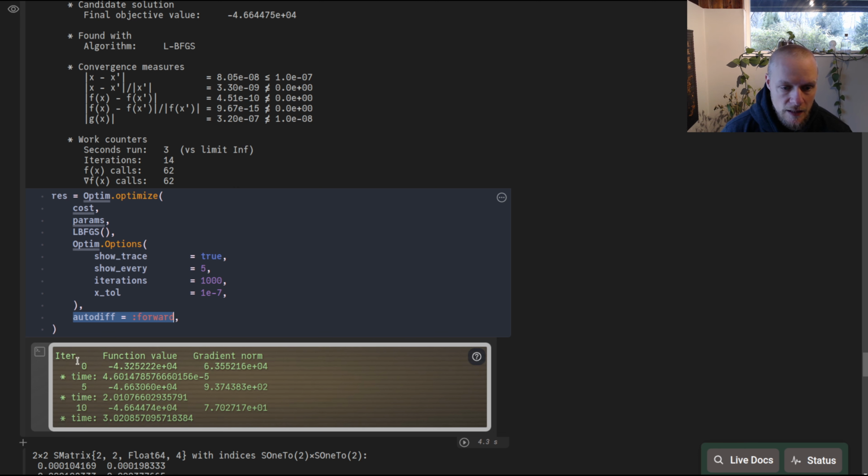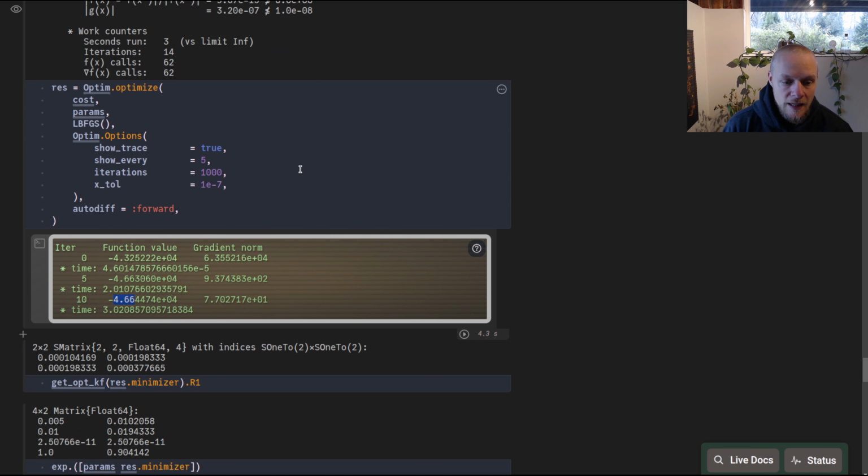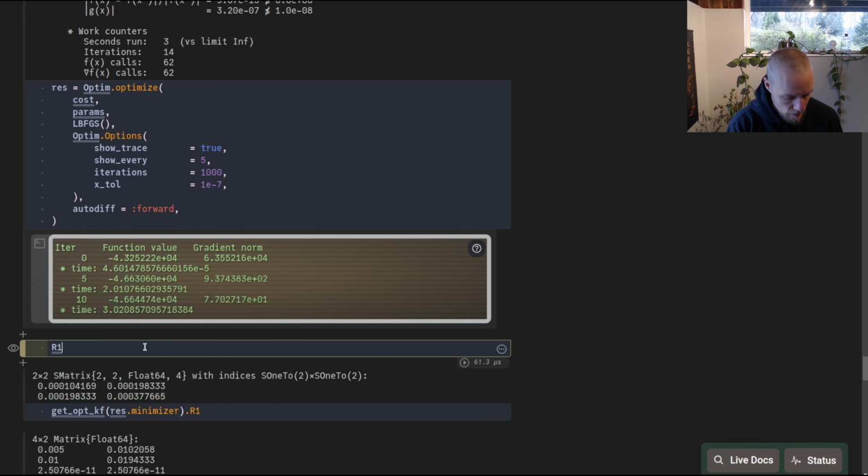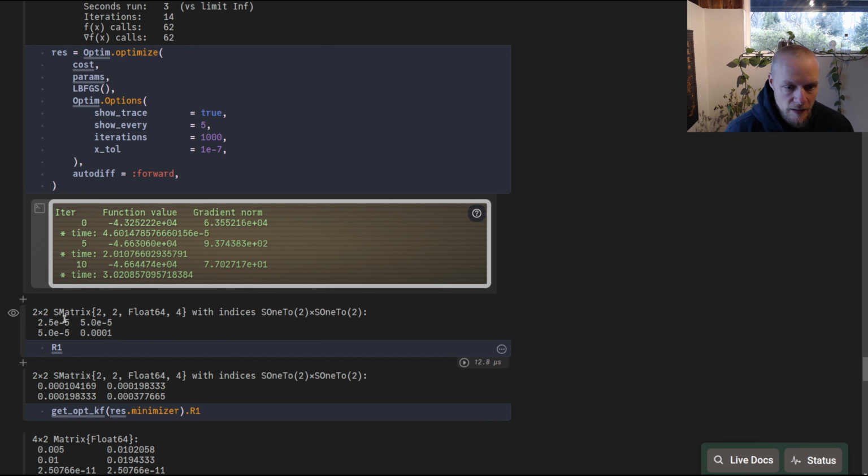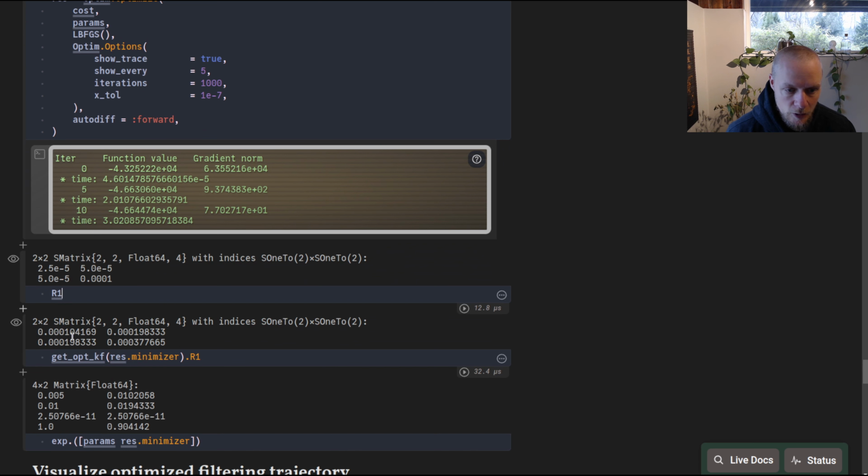And we see that it takes about 10 iterations, and it started at some value here, and it gave me some slightly smaller value here. So we see that these are negative, so it has decreased the value slightly, and it took about 3 seconds. And then we can see what value it found. So we started with the parameter R1. This is what I had guessed, and this is what the optimizer returned. So we see that it's slightly different.